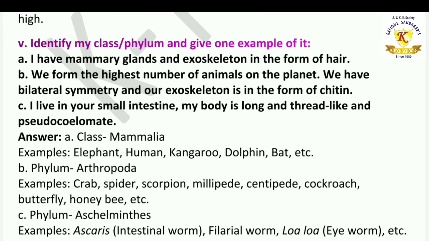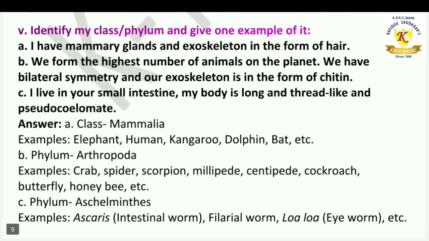Fifth one. Identify class or phylum and give one example of each. First, I have mammary glands and exoskeleton in the form of hair. So which class or phylum does it belong to? Answer, class Mammalia. For example, elephant, human, kangaroo, dolphin, bat, etc.